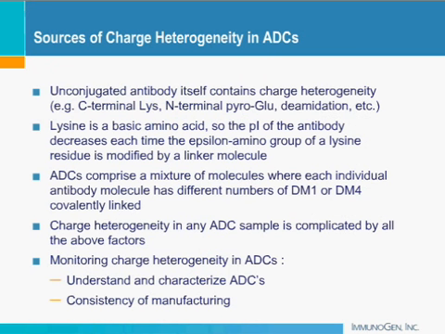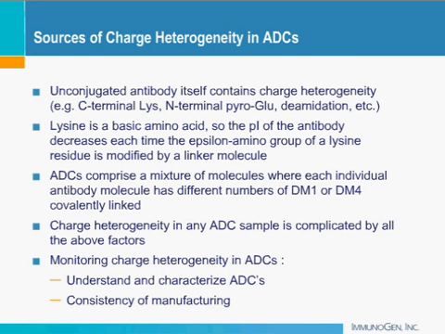Now moving on to the charge heterogeneity in ADCs and why it's important to look at them. To begin with, we know that the antibody itself can contain a lot of charge heterogeneity due to the C-terminal lysine, the N-terminal pyroglutamate, deamidation, and other modifications. And then when the antibody is made into a conjugate by attaching linkers and small molecules to it, the lysine, being a basic amino acid, the PI of the antibody decreases each time that an amino group of the lysine is modified by a linker.